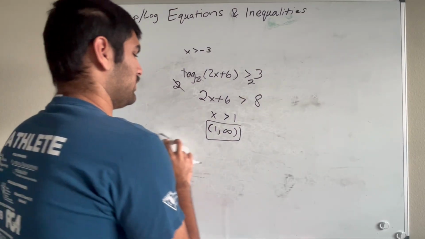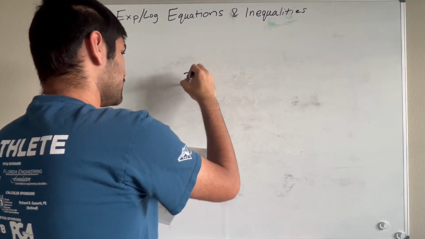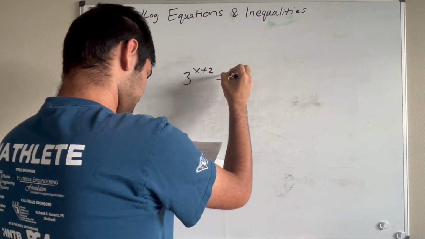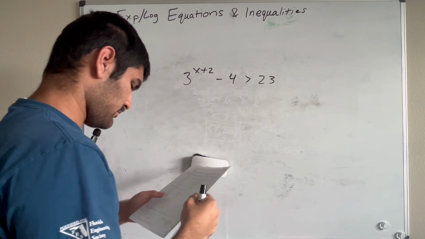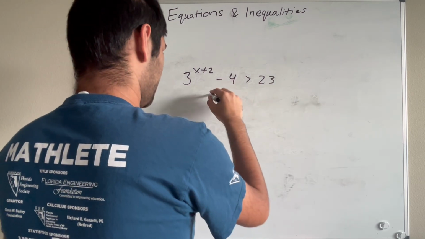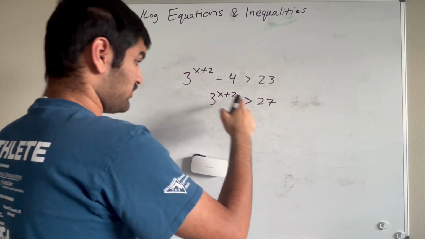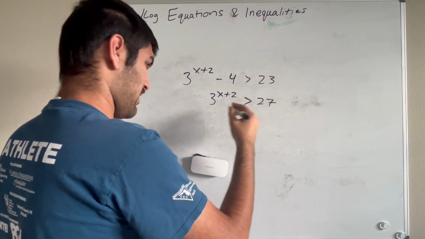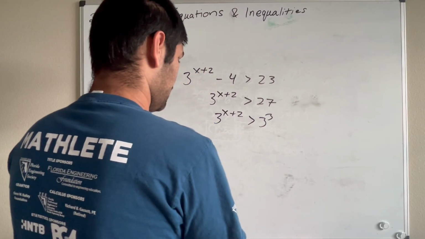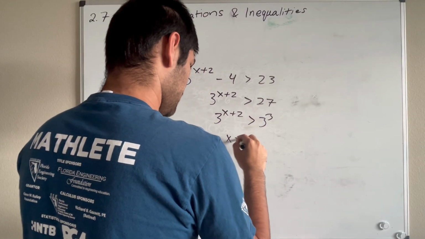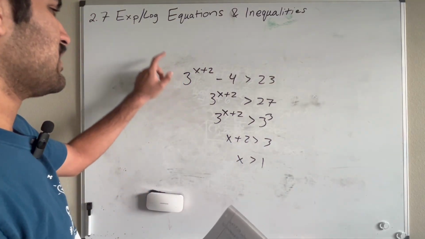All right. Last one. We have 3 to the x plus 2 minus 4 is bigger than 23. So let's move the 4 over first. So we have 3 to the x plus 2 is bigger than 27. And then for this one, we can notice that we can write 27 as a power of 3. So that's super nice because we have 3 to the x plus 2 is greater than 3 cubed. And then just like before, this means that x plus 2 must be greater than 3, meaning that x must be greater than 1.